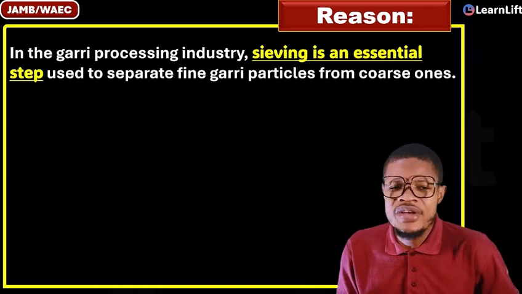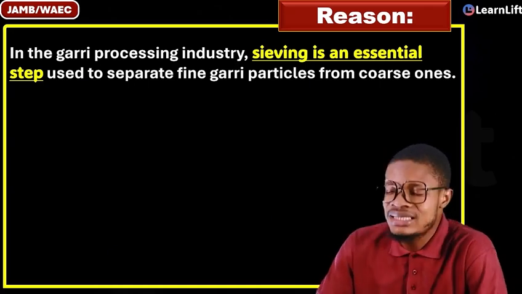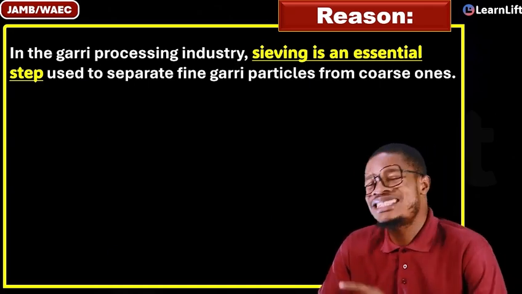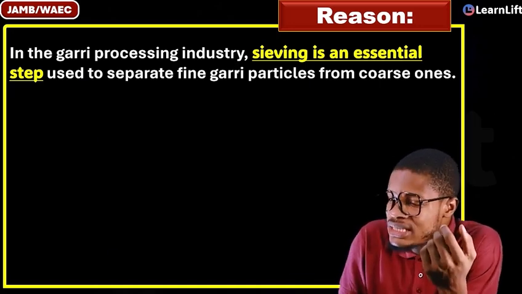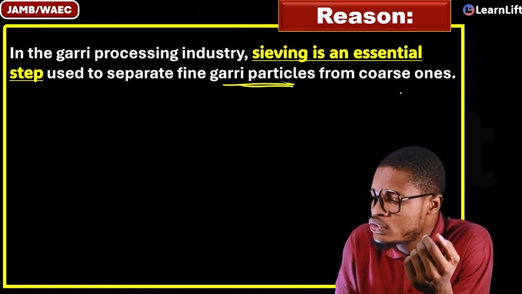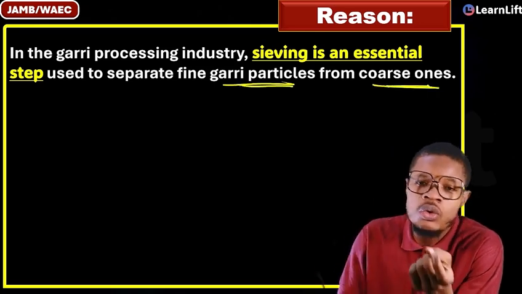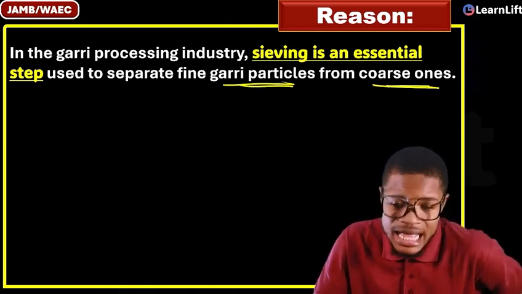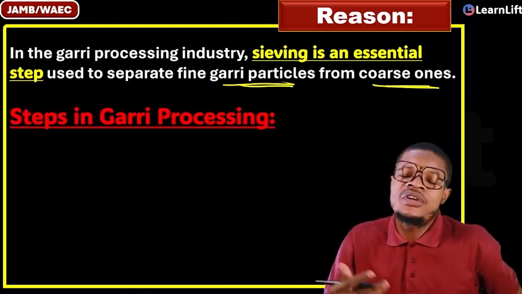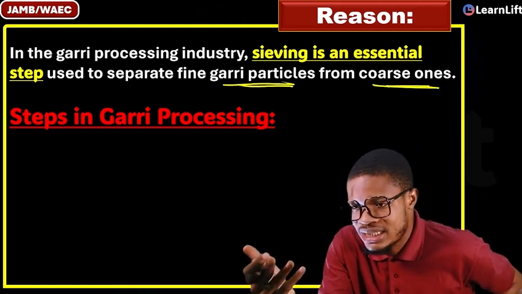First and foremost, the first thing I want you to note is that in the Gari processing industry, sieving is an essential step. It is used for separating the fine Gari particles from the coarse ones. So it's based on sieving. It's a principle that works based on the particle sizes. Are you getting it now? And don't forget that there are various steps in Gari processing. There are 7 of them.